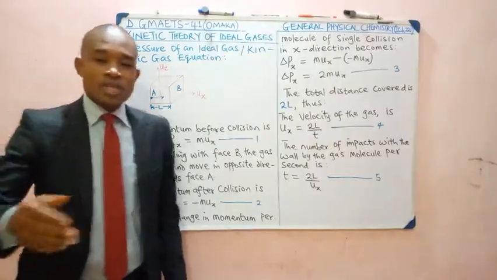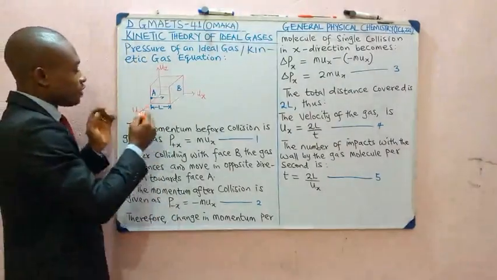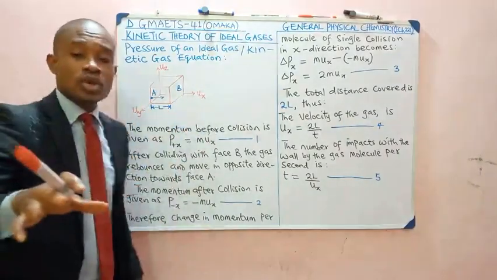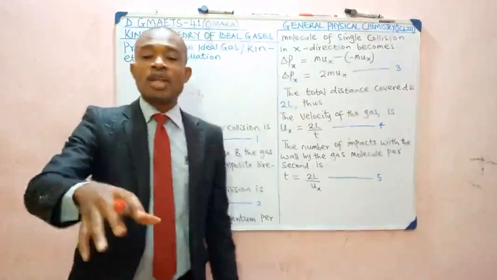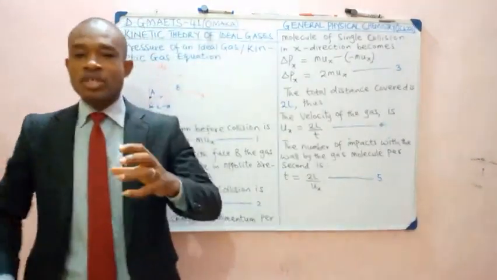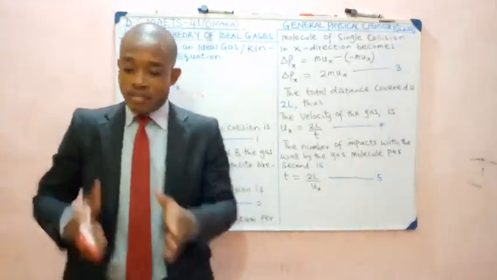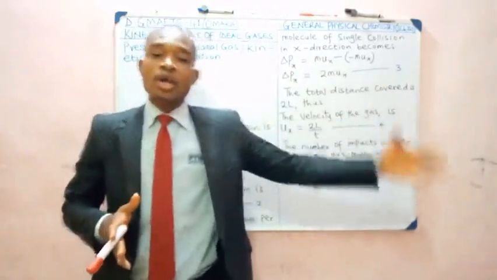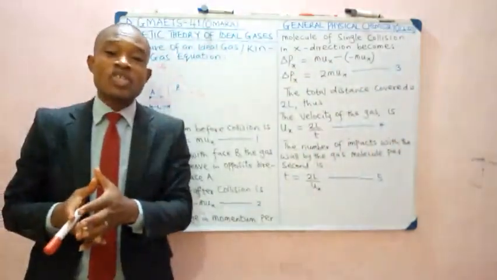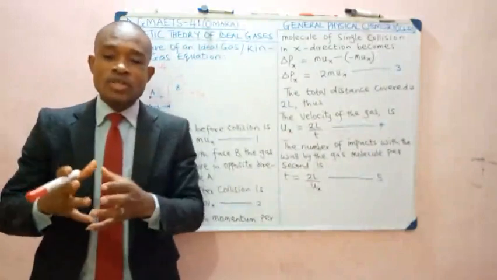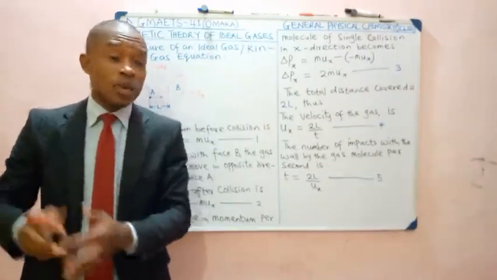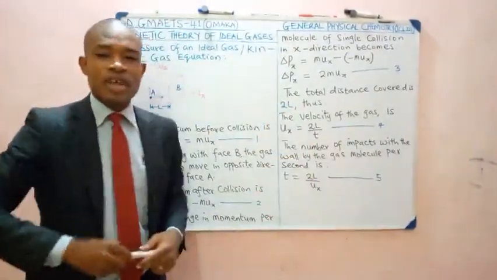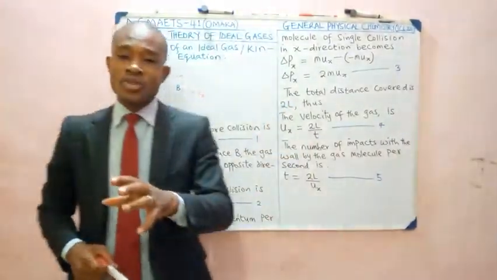Of course, if the gas molecule now moves from this phase A to phase B and then rebounds back, what is the total distance covered? The gas molecule will have covered a total distance of L plus L. Because if it takes the molecule from here to this place, a distance of L, then coming back to that same place is going to be the same distance L. So the total distance is going to be L plus L, which is 2L. This helps us to define the velocity of the gas.